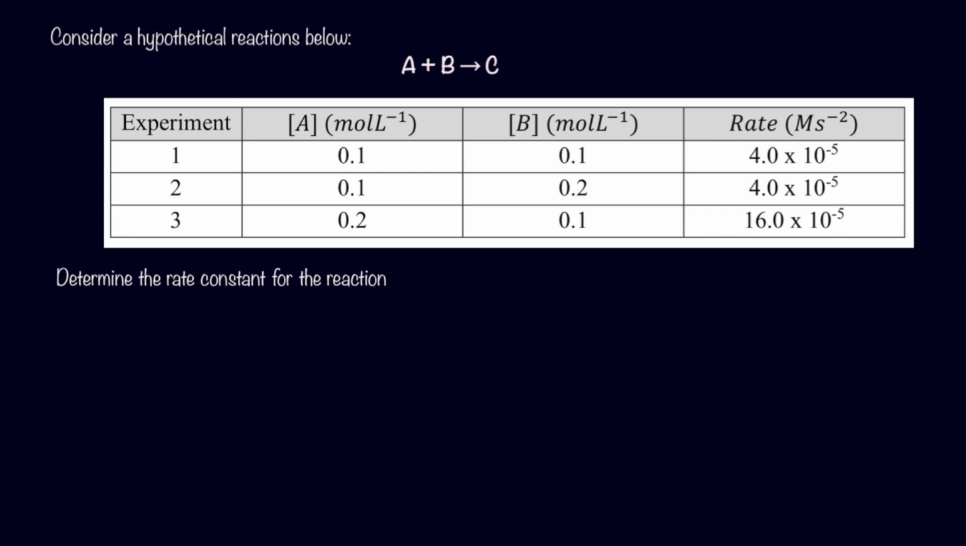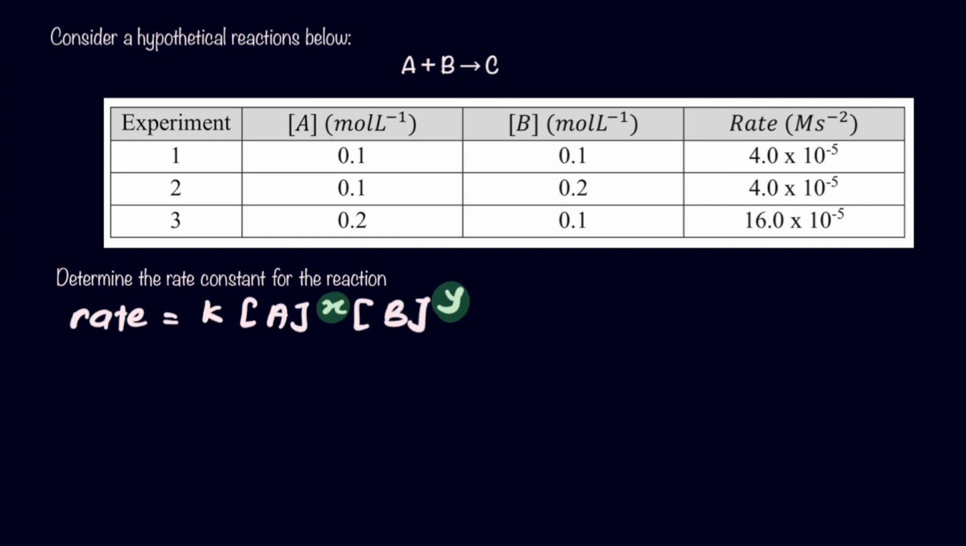In general, the rate is equivalent to the rate constant, concentration of A to the power of X times concentration of B to the power of Y. So now we are going to find what X and Y are so that we know what the rate constant is. We are going to start with finding Y.